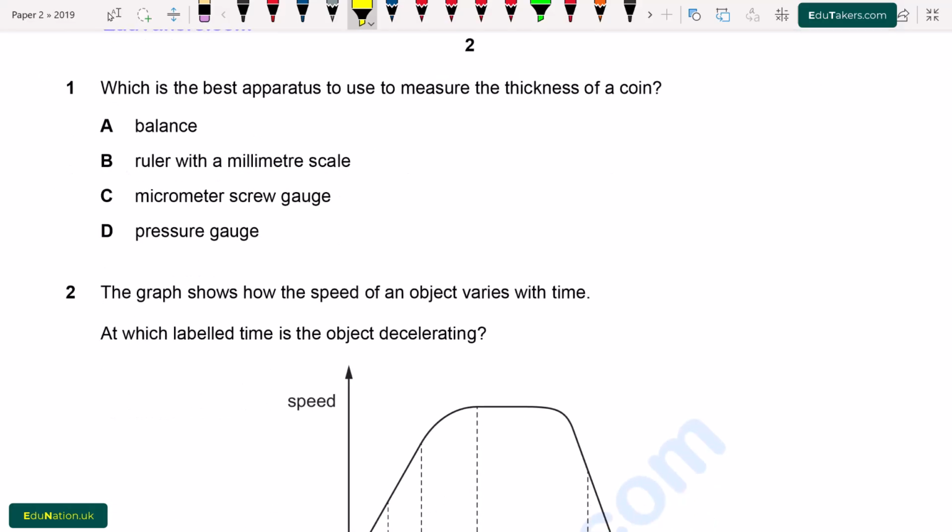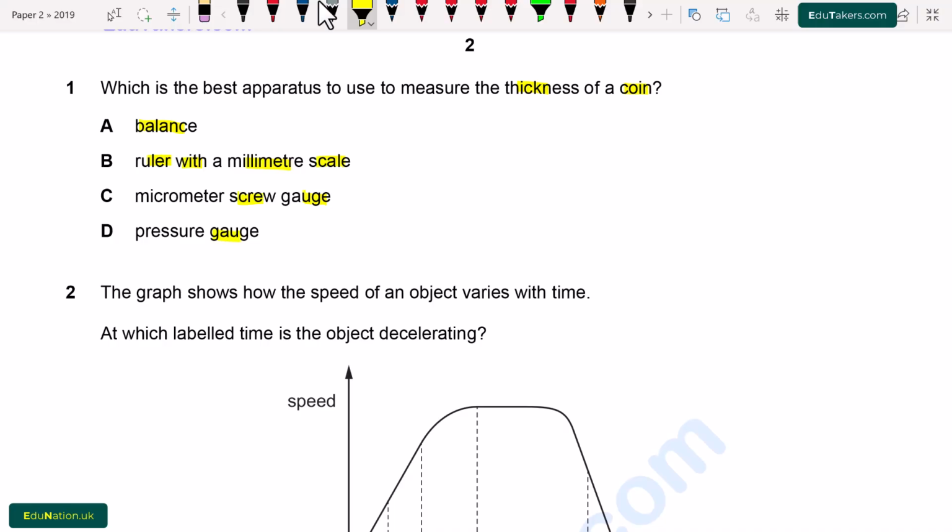Question number 1. Which is the best apparatus to use to measure the thickness of the coin? So here we have to measure the thickness of the coin. Which one of the following is the best apparatus? Option A, balance. B, ruler with a millimeter scale. C, micrometer screw gauge. D, pressure gauge.